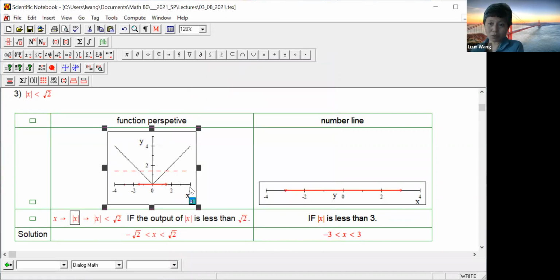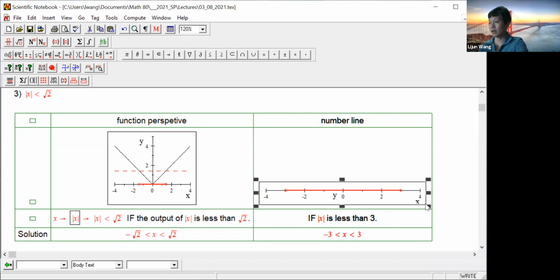What is square root of 2? Square root of 2 is about 1.414 something. It's a number between 1 and 2. You don't have to worry about it. What is it exactly? You will never know exactly. The exact number for square root of 2 is square root of 2. You follow me?